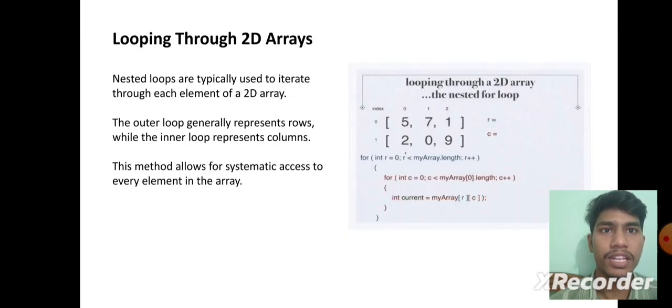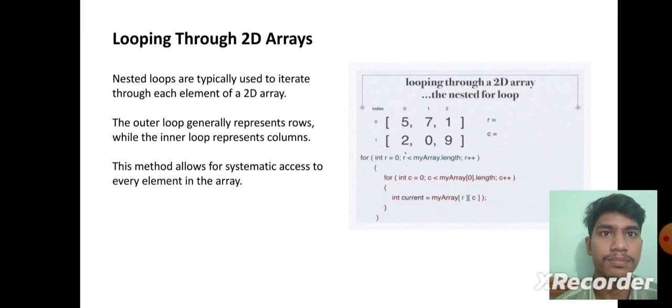Looping through 2D arrays. Nested loops are typically used to iterate through each element of a 2D array. The outer loop generally represents rows while the inner loop represents columns. This method allows for systematic access to every element in the array. You can see at the side, an example is given for looping through 2D arrays.